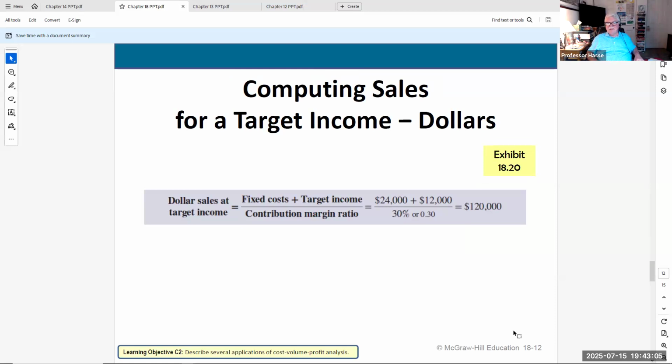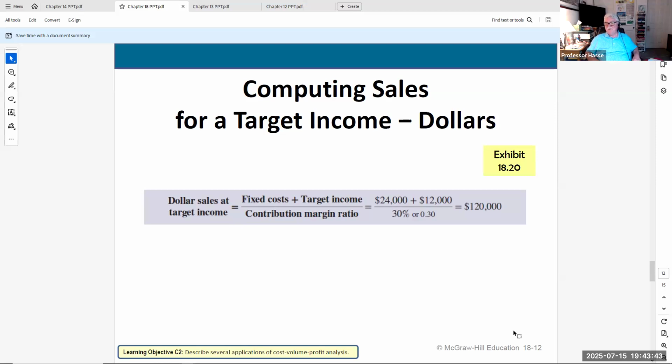Let's say we plan on making a profit of $12,000. How many retail sales do we have to make to earn a profit of $12,000? Well, if our fixed costs are $24,000, we just add the $12,000 to our fixed costs. That's $36,000. And we know our contribution margin ratio is 30%. So what is 36,000 divided by 30%? We know we need to sell $120,000 of retail volume to generate a profit of $12,000.